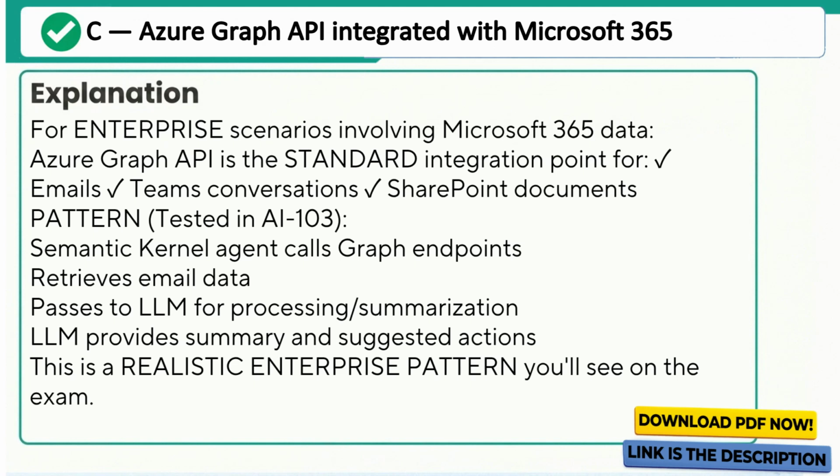Explanation: for enterprise scenarios involving Microsoft 365 data, Graph API is the standard integration point for emails, Teams conversations, and SharePoint documents. Pattern tested in AI-103: the Semantic Kernel agent calls Graph endpoints, retrieves email data, and passes it to the LLM for processing and summarization. The LLM provides a summary and suggested actions. This is a realistic enterprise pattern you'll see on the exam.